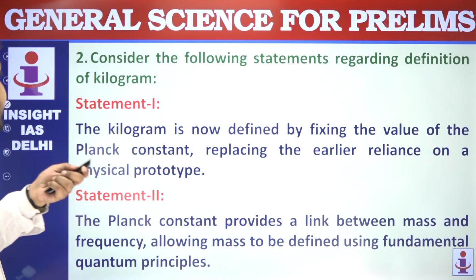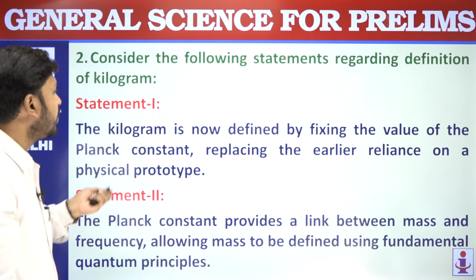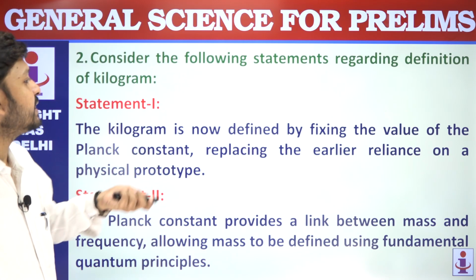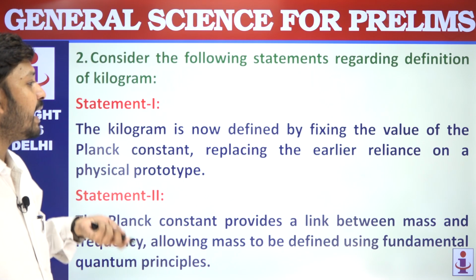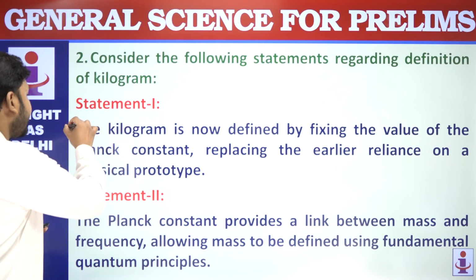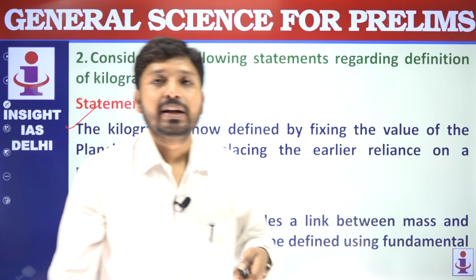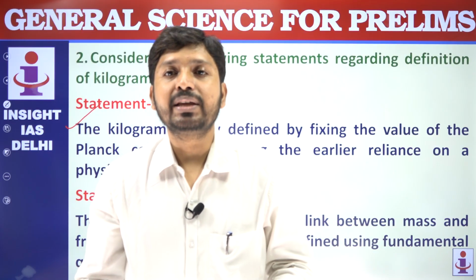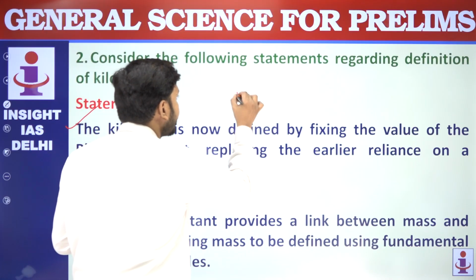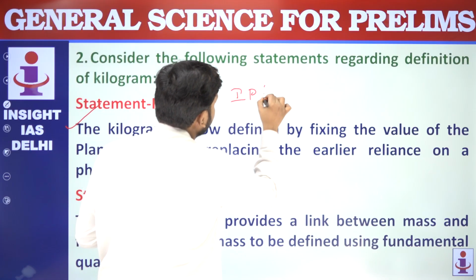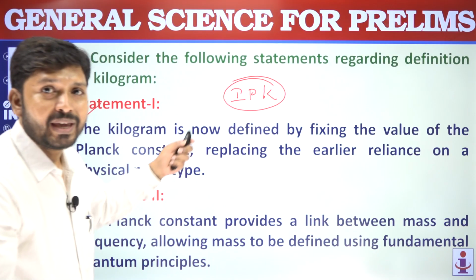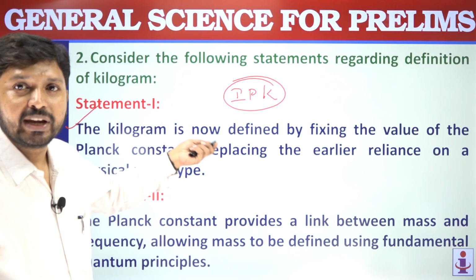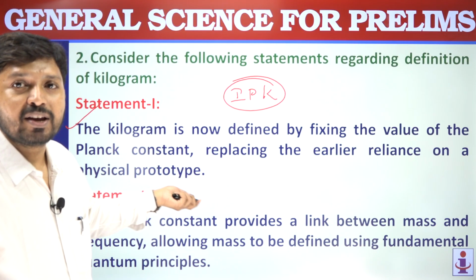Consider the following statements regarding the definition of kilogram. Okay, let's read this one. Statement 1: the kilogram is now defined by fixing the value of the Planck constant, replacing the earlier reliance on the physical prototype. This is the right statement, because till 2019 the kilogram was defined based on one international prototype kilogram. But later, from 2019, they changed that by fixing the value of Planck's constant.